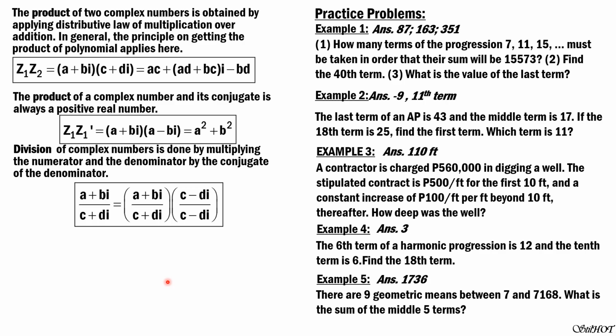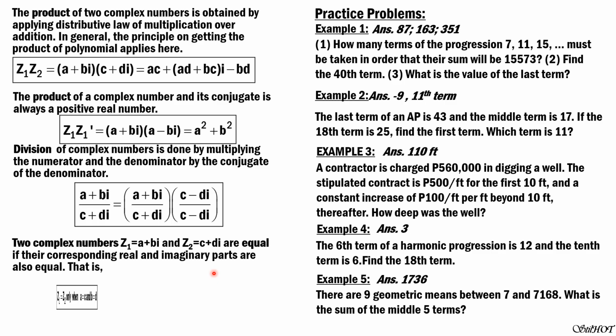Two complex numbers, z1 and z2, are equal if their corresponding real and imaginary parts are also equal. So that is, if this is z1 and this is z2, they are equal if a equals c and b equals d. So that's the principle for that case.